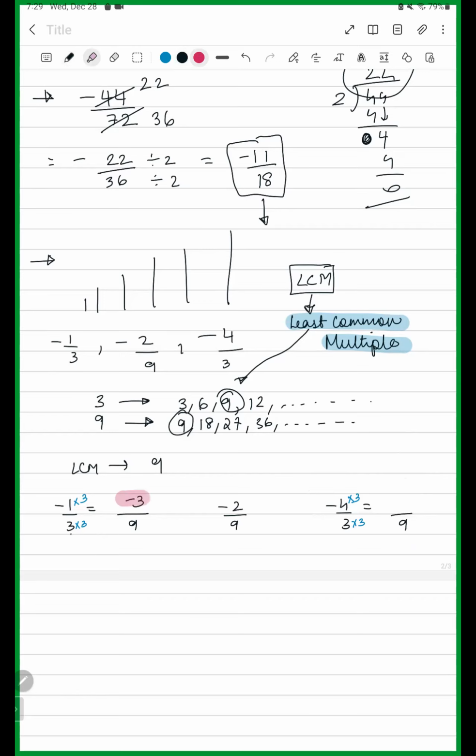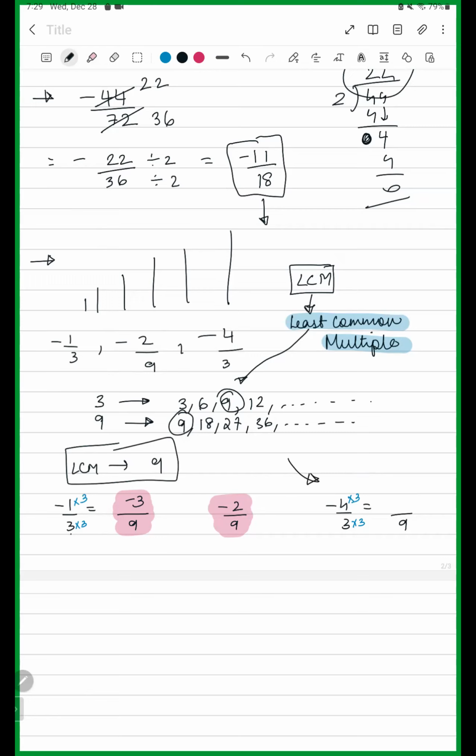We will multiply minus 3 by 9 by 3. No, sorry, minus 2 by 9. But sir, we will not multiply it with anything because the denominator is 9 itself. Why do we have to change it? The LCM is 9, right? So we don't have to change. Look at this fraction. The denominator is already 9. So we don't have to change anything. I forgot. Tell me the next one.